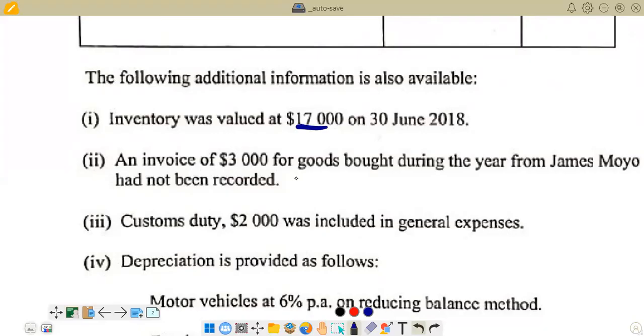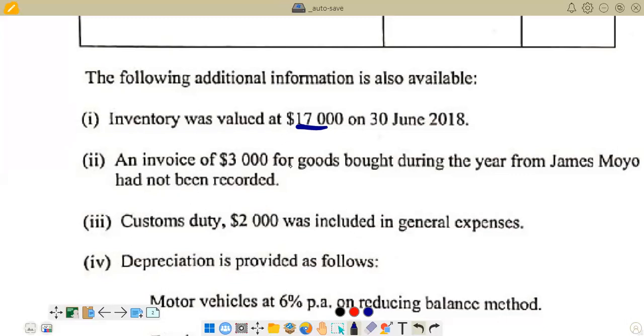Go to the next one. It says an invoice of $3,000 for goods bought during the year from James Moyo had not been recorded. So what does it mean? It means these goods were omitted from being entered in the books of accounts. Basically, this is an error of omission. So we need to enter this figure in the books of accounts. According to this transaction, there were purchases on credit. When we purchase on credit, we credit the name of the person or business that we are buying from as a creditor. So obviously, James Moyo is going to be our creditor. We credit James Moyo, and we debit the purchases account.